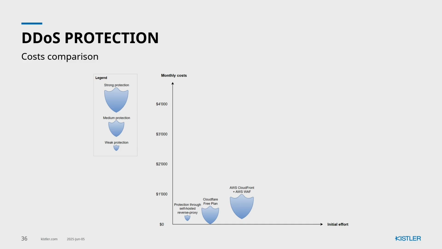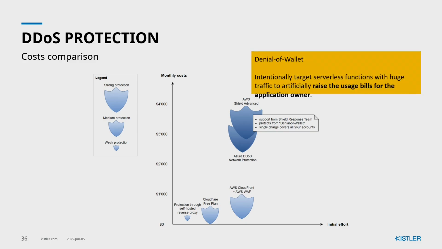It can be fine-tuned dynamically based on your load. The holy grail of DDoS protection is something much costlier. Azure calls it DDoS Network Protection. AWS calls it Shield Advanced. And they are much more expensive, but they are very good in one thing. They also protect you from denial of wallet. And denial of wallet is a new term. I should explain it.